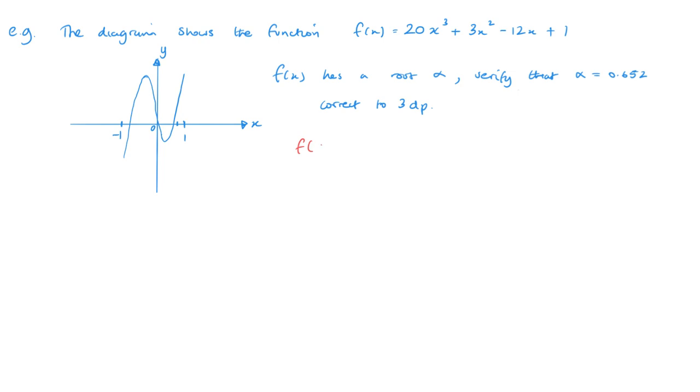So for example, 0.6515. So I'm going to the 4th decimal place, and if I rounded this to 3 decimal places, it'd be 0.652. Okay, so that's one way I'm going to do it, and then I need to go the other side of 0.652.